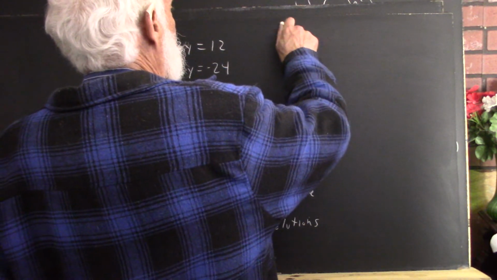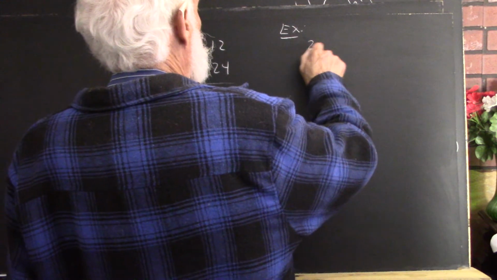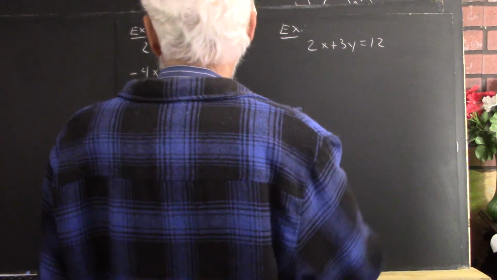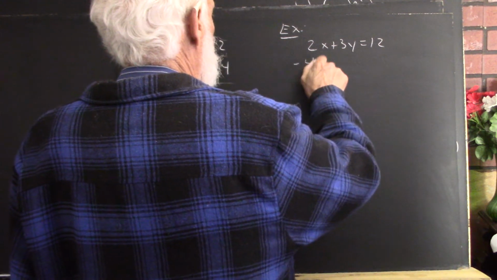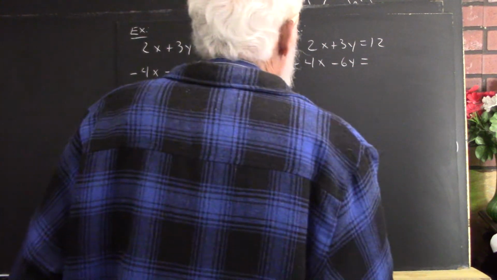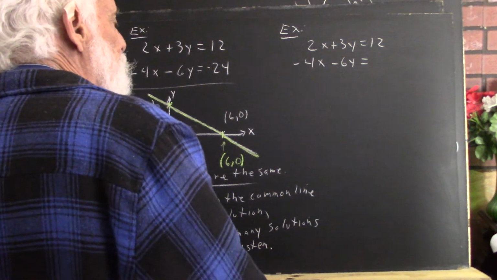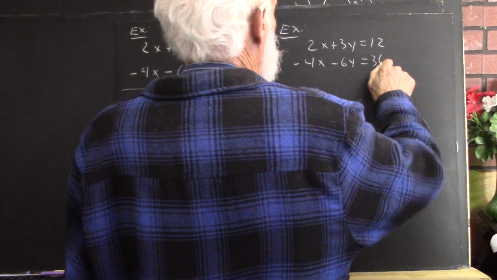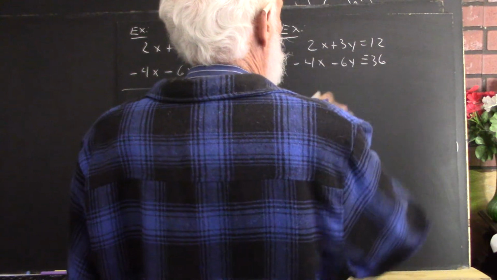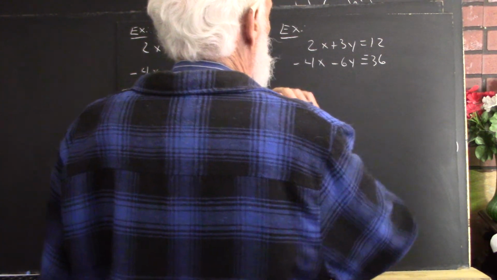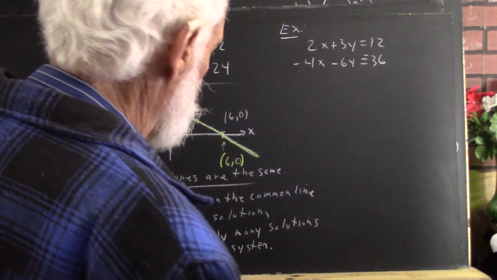Another example. We'll stick with 2x plus 3y equals 12. And we'll stick with negative 4x minus 6y. But now I want 36. And I'll go with negative 36 just because that'll keep the graph under control.